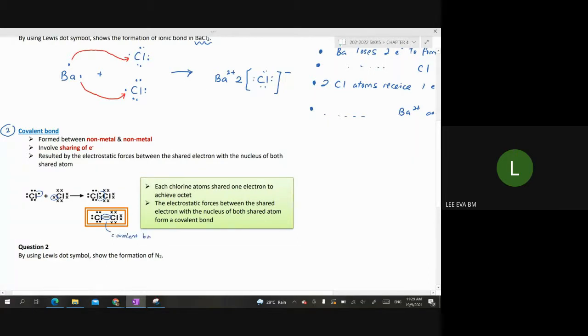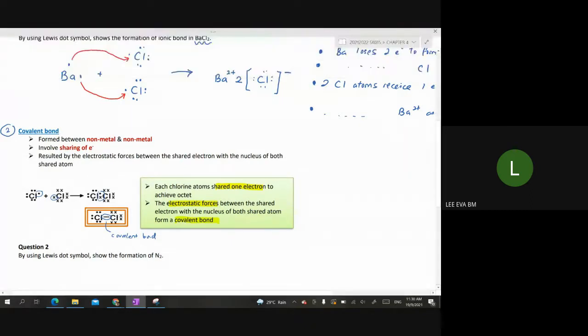So when you get a simple covalent bond, it's very straightforward. Just look at the original single atom with the valence electron and then the molecule, the covalent bond between two atoms. As the explanation over here, each chlorine atom shares one electron to achieve the octet configuration, or octet rule. And then the electrostatic forces between the shared electron and the nucleus form a covalent bond. So the explanation is much simpler than the ionic bond. You just mention who is sharing electron and what bond forms in between.